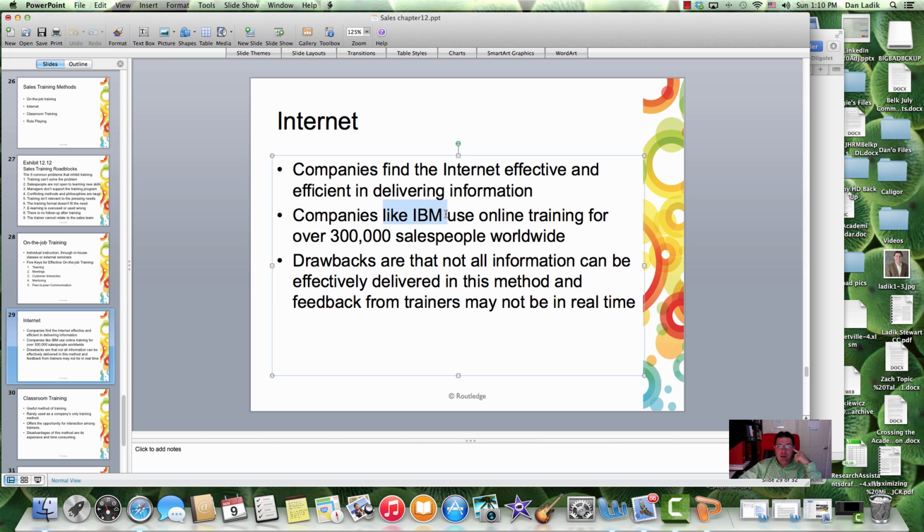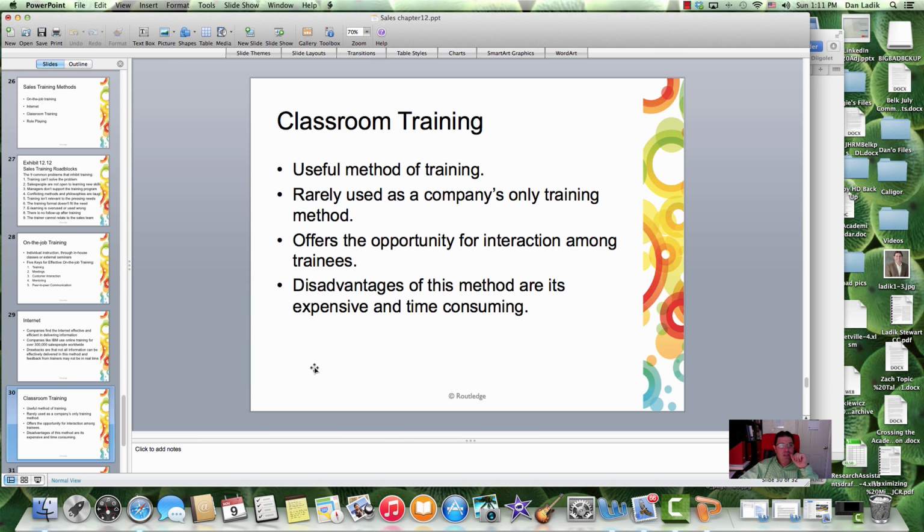And IBM does tons of training. They have over 300,000 salespeople worldwide. They tend to do a lot of web-based kinds of webinars and info sessions. Another benefit is you can watch it and watch it again and watch it again. It's not a one-off. Classroom: very useful. It's rarely the only one. It's the most expensive. It's the most time-consuming. Classroom's usually reserved for something big.